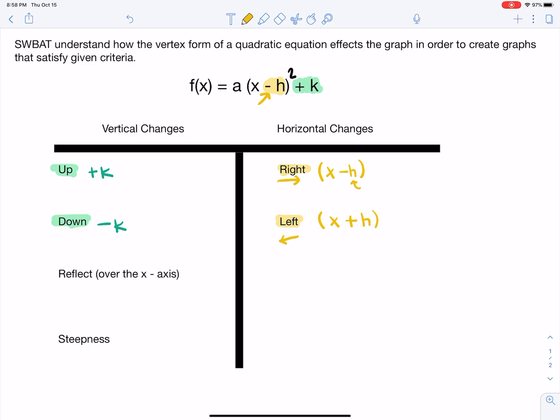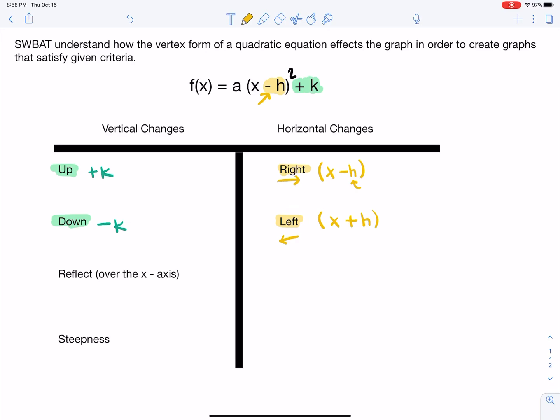So if you want to go up, you're going to look at k. If you want to go left, you're going to look at h. Okay? So let's say I give you a graph and I want you to change it up 5 places from where it was. Well, then you're going to add 5 to the end. This is going to make much more sense when you see it with some graphs. But like I said, you just need the basics.